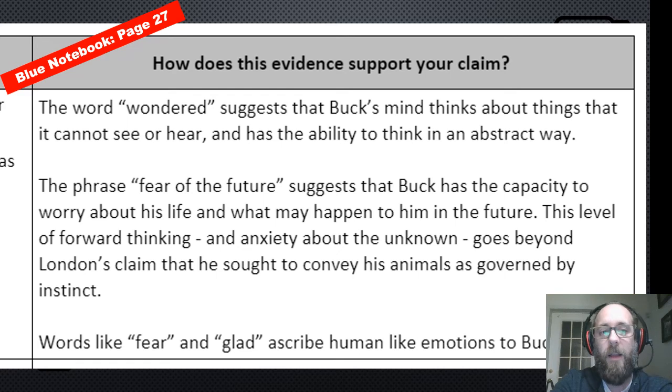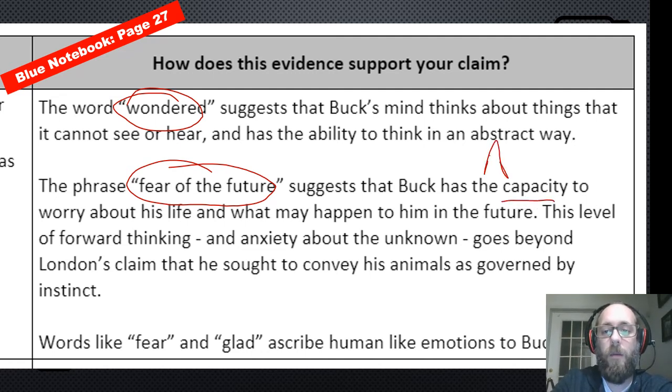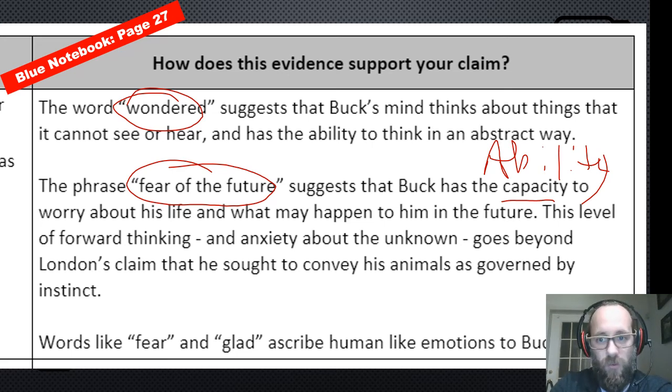So as we analyze this, here the word wondered suggests that Buck's mind thinks about things it cannot see or hear. It has the ability to think in an abstract way. This is very human. The phrase fear of the future suggests that Buck has the capacity, capacity means ability, I'm going to write it here, ability, has the ability to worry about his life and what may happen to him in the future.